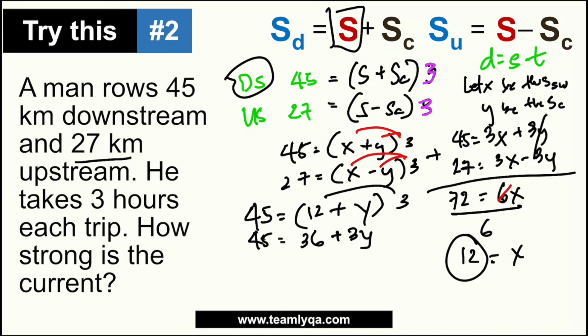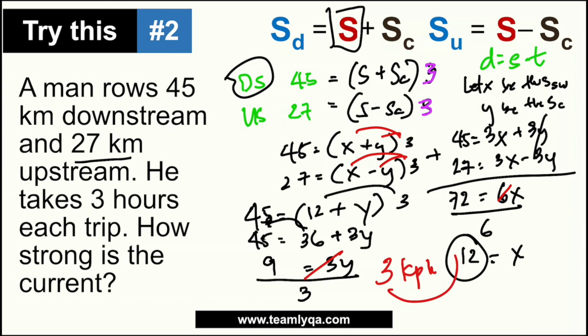Iwan natin yung y sa isang side. 3y is equal to, lilipat natin to dito, 45 minus 36 is 9. Divide natin both sides by 3. Makakancel ito. Y is equal to 3 kilometers per hour. So, ang strength ng current is 3 kilometers per hour.